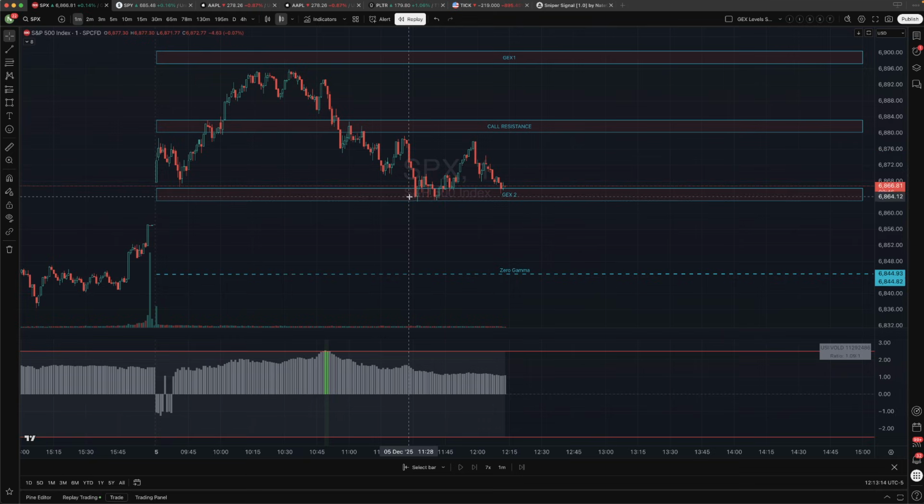So if you like to play snipers or quick turns, these levels are great risk-reward places to take shots, right? Because dealer hedging will bring them down into that level, and then the hedging gets more aggressive, and usually that will result in a bit of a rejection of that level.